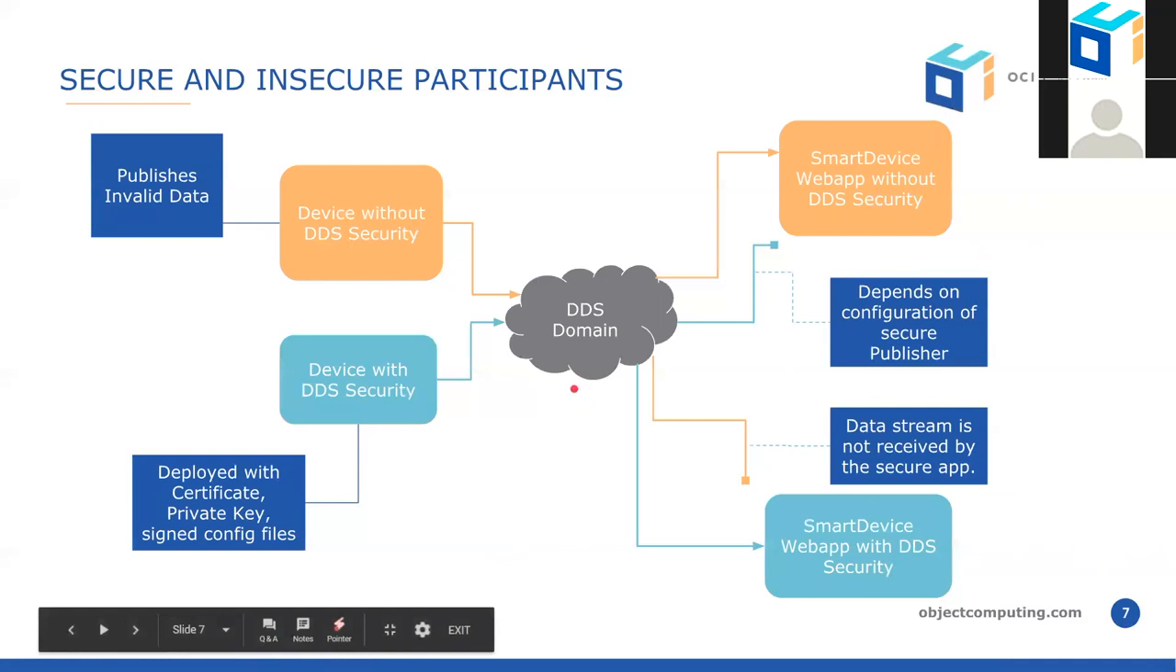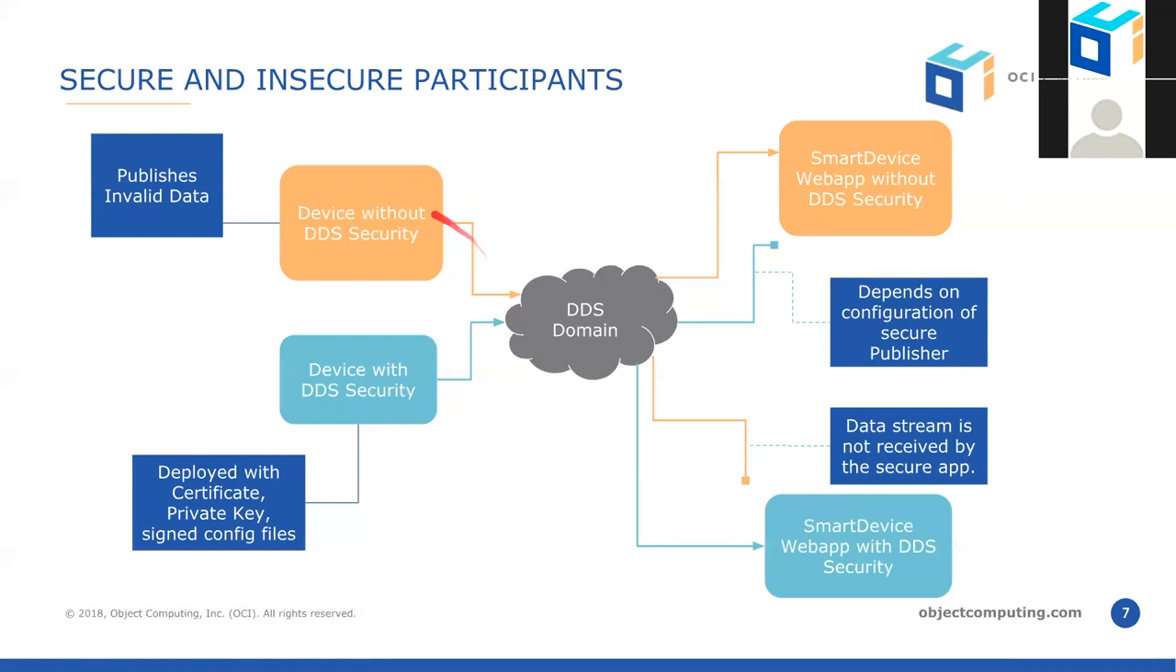So in order to show what DDS security can do, we'll have two instances of the device side running, which in this case is just the simulator. But this is the device without DDS security enabled. This box below it represents the device with DDS security enabled. Aside from the security configuration, which as we note here includes the certificate, private key, and signed configuration files, there's nothing different in the software. Both of these publish to the DDS domain, one without security and one with security.